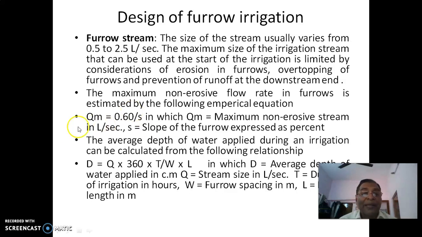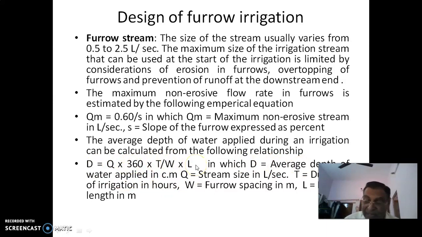The average depth of water applied during an irrigation can be calculated from the following relationship. D is equal to Q into 360 into T, whole divided by W into L. Here D is the average depth of water applied in centimeters, Q is the stream size which you want to select in liters per second, T is the duration of irrigation in hours, W is the furrow spacing in meters, and L is the furrow length. So these are the design parameters that are considered. Ultimately, the average depth of water applied can be given with this equation.